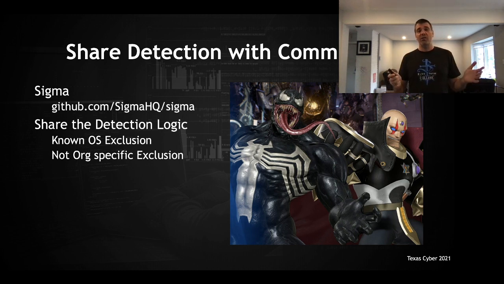So how do you share your detection with the community? Well, there's a project called Sigma that exists and is built just for that. And I've talked about this project in many of my talks. It's one of the projects that I really, really love. And it's, again, very portable detection built in YAML. And then you can convert it to pretty much any SIEM you are currently using. It's very easy to share the logic of your detection. You can share the known OS exclusions.